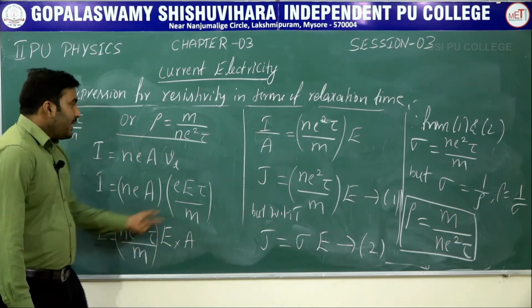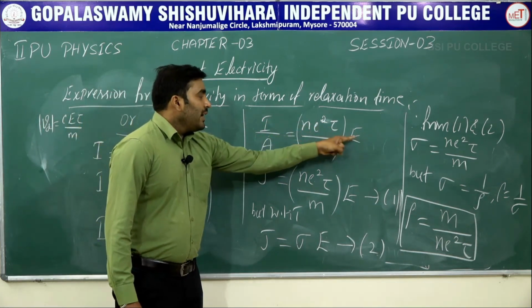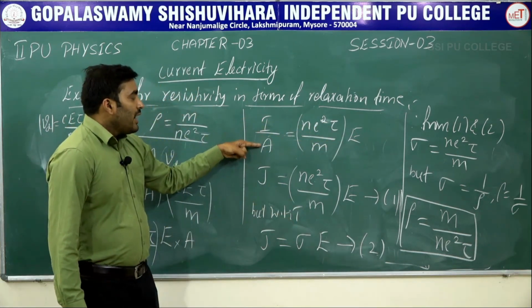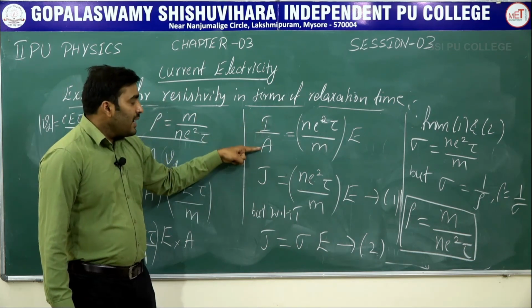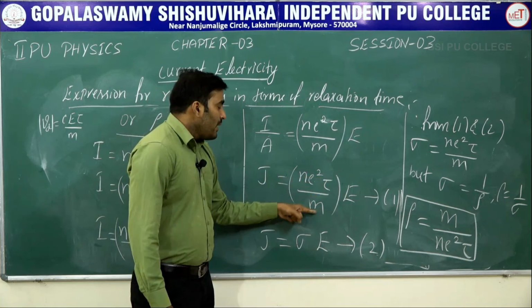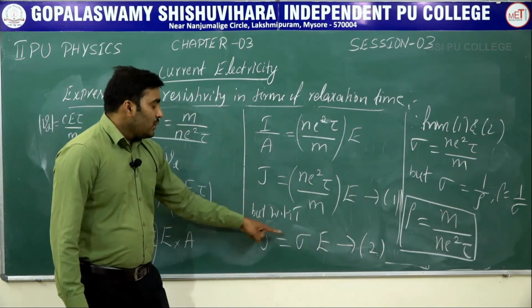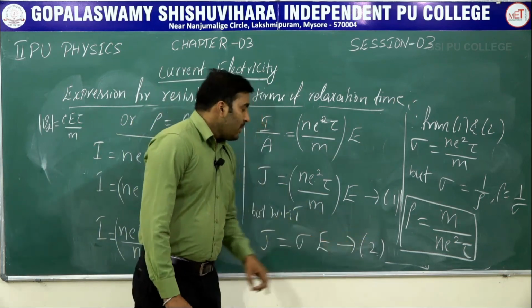Now take this A to the denominator, so this becomes I by A. I by A is equal to n e square tau divided by m into E. Now I know that I by A, the current divided by area, is known as current density J. So J is equal to n e square tau by m into E. Call this equation 1. Next we know that J is equal to sigma into E. Call this equation number 2.